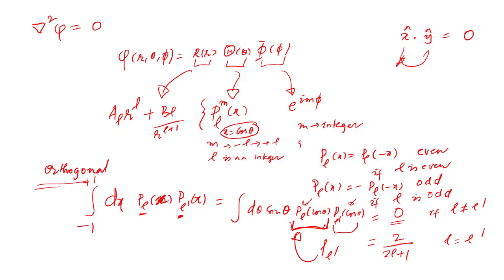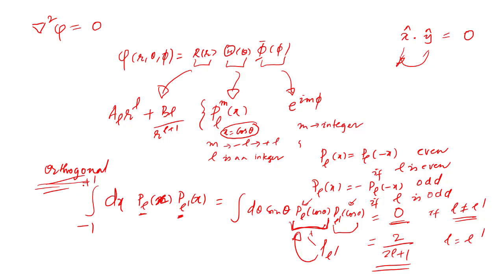And if L is equal to L prime, then they are essentially the same function. So the integral doesn't cancel out, and you get 2 by 2L plus 1. So we call this property of the integral being 0 when L is not equal to L prime orthogonality.